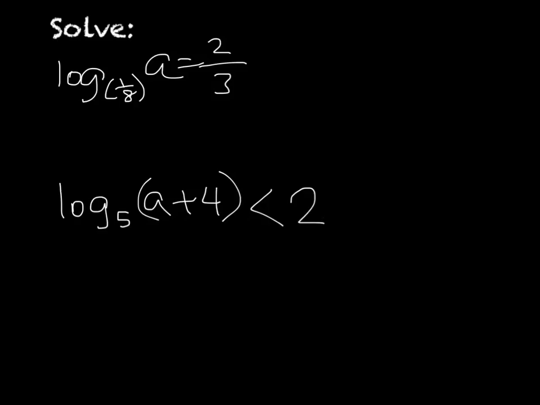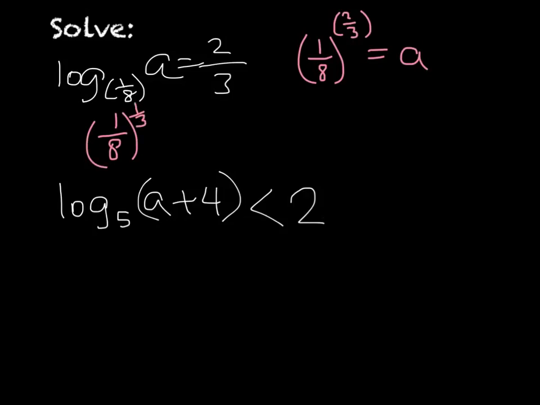Solve. Log base 1/8 of a equals 2/3. So we can begin by putting this into exponential form. So 1/8 to the power of 2/3 equals a. So now 1/8 to the power of 1/3 is equal to 1/2, and so that means if we want to raise 1/8 to the 2/3, then we'll have to square 1/2. So in the end, we end up with a equals 1/2 squared, or a equals 1/4.